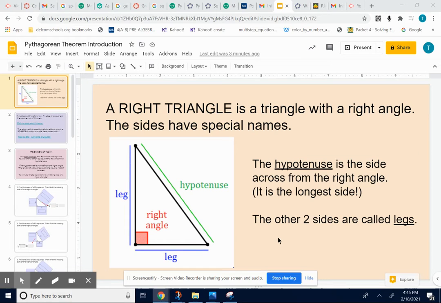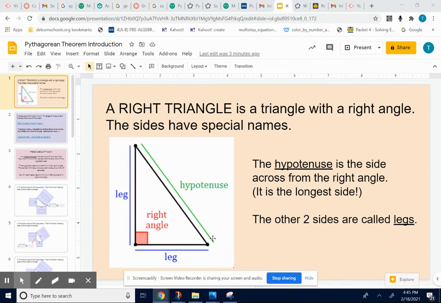Okay, this Google Slides is an introduction to the Pythagorean theorem. The Pythagorean theorem has to do with a right triangle. A right triangle is a triangle with a right angle. Simple as that, a triangle with a right angle.